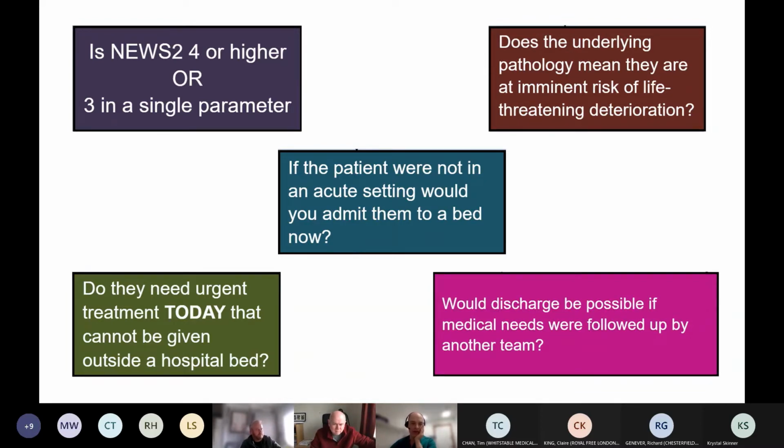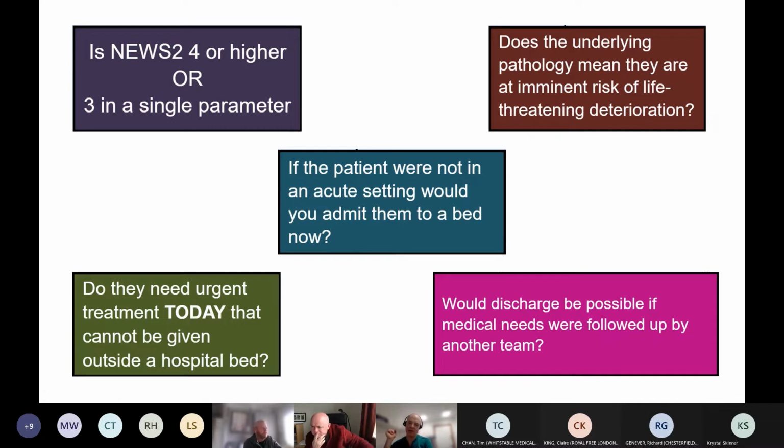And the final question is about the fact that there are clearly social reasons that people come into hospital, particularly in the out of hours period. So a frail old person at 2 in the morning who needs us to work out what their mobility is like, or what their social situation is, etc. Would discharge be possible if they were followed by another team? This is really a sense check on whether, if they could be followed up, we could do that.